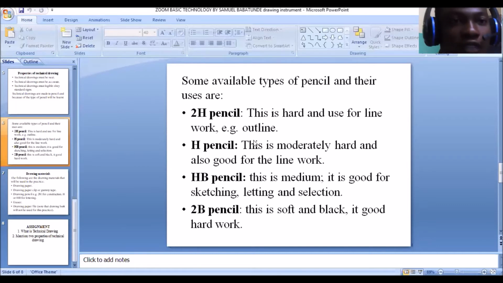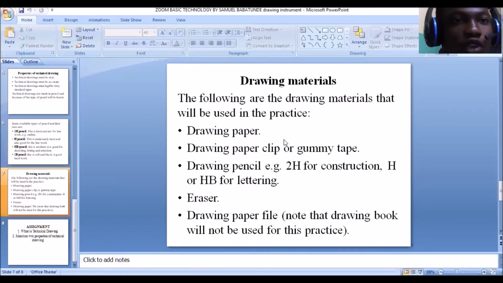Now, without wasting much of our time, we'll move straight to the drawing materials. Like I told you, in this lesson we'll be looking at the drawing materials, and in our next lesson, we'll be looking at the drawing instruments. Now, when we say drawing materials, what do we mean by drawing materials? The word material, what does it mean to you? Now, material is anything that can be consumed. That is, it can be used up.